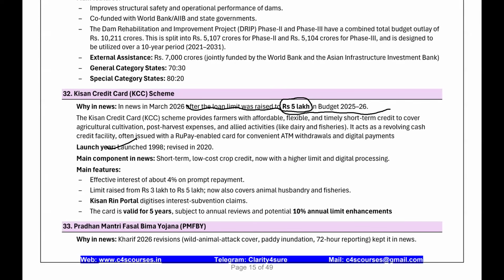Main features: effective interest of about 4% on prompt repayment. Limit raised from 3 lakh to 5 lakh. Interest subsidy is available, and it also covers fishery and animal husbandry. Remember why it is in the news: the loan limit has been revised from 3 lakh to 5 lakh, for animal husbandry and covering fisheries, with interest subsidy available.